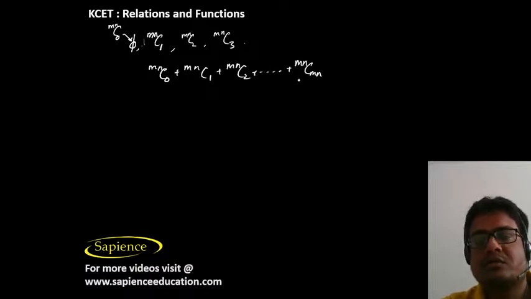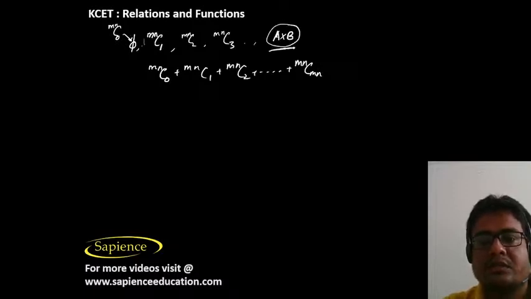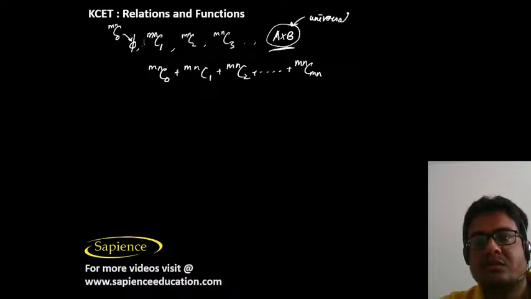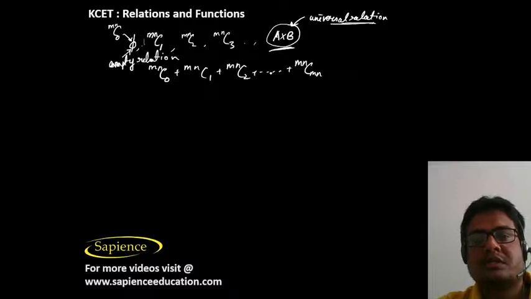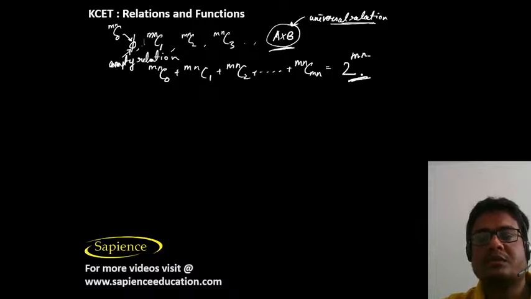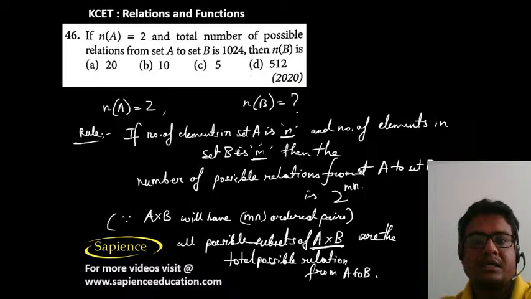Why? Since all the ordered pairs also I can choose, it means the entire Cartesian product A cross B, the universal set, can be chosen. A cross B is called the universal relation from A to B. This is one possible relation, and the null set is also one of the relations from A to B, which is called the empty relation. So the sum of all these will be equal to 2 power mn. So 2 power mn are the possible relations from A to B.